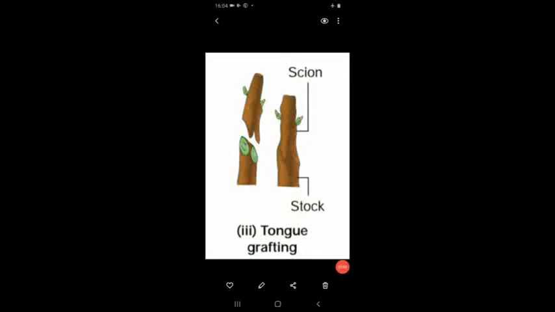Dear students, see the tongue grafting. Both the plants have the same thickness, and both have the oblique shaped cut, but the scion is only placed into the stalk and tied with a bandage or a tape. That type of grafting is called tongue grafting.